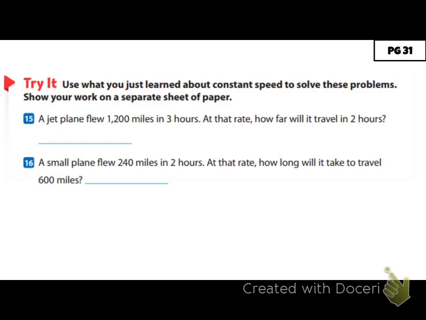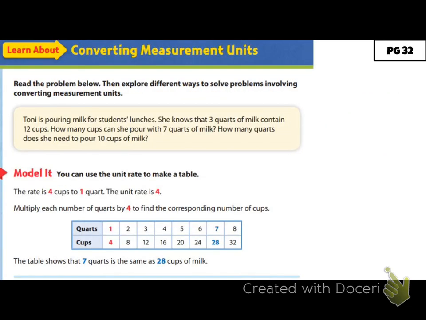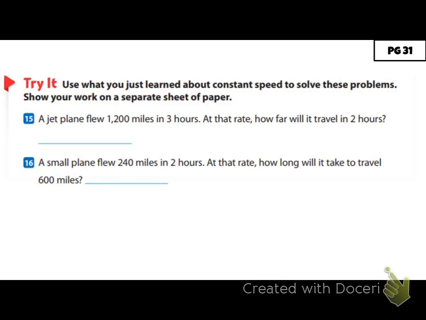Now you need to try it at the bottom of page 31, 15 and 16. So do both 15 and 16, and then I will give you the answers for both. So pause the video and do 15 and 16. Okay, on 15, you should have gotten 800 miles. If you do not understand how we got that, raise your hand and we'll come help you. And on 16, you should have got 5 hours. Again, if you don't understand, raise your hand and we will come and help.